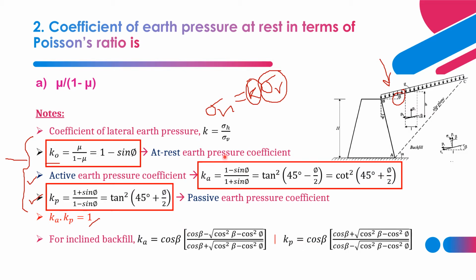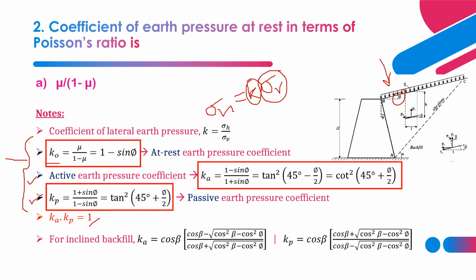So we have seen all the coefficients. In general K is equal to sigma h by sigma v. In case of at rest earth pressure, K naught is equal to nu by 1 minus nu or 1 minus sine phi. In case of active, Ka is equal to 1 minus sine phi by 1 plus sine phi. In case of passive, Kp is equal to 1 plus sine phi by 1 minus sine phi, and the product of the both should always be 1. And in case of inclined backfill, the formula goes like this.